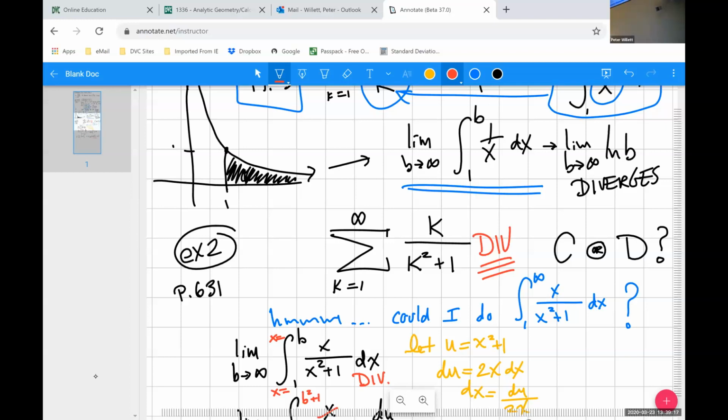So in this case, we could say, okay, this diverges, so I'm choosing D, diverges. So again, what was our situation? We were looking at a series, and we were trying to figure out if it converged or diverged.